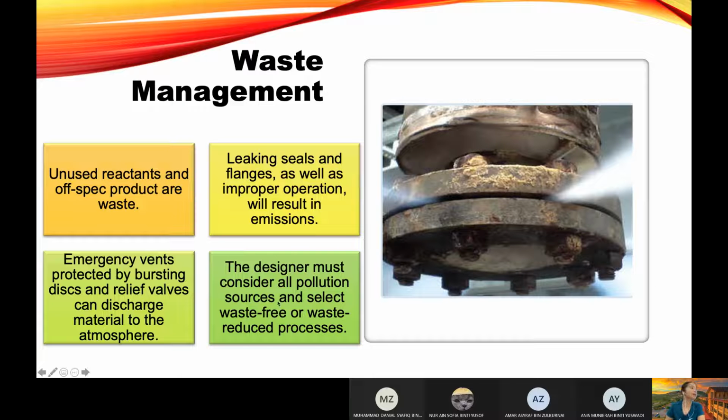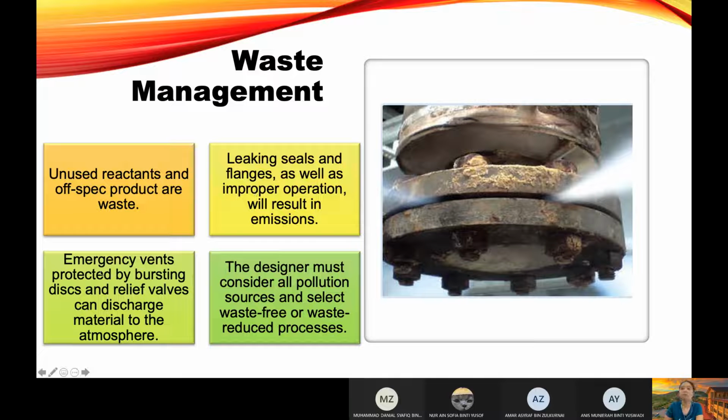Okay. Next, when you are dealing with liquids and gas, especially in continuous process, you may have leaking seals and flanges as well as improper operation. So you know, right? If your gas, especially liquid, like the continuous system, and you are pumping it, if you have leakage, the liquid will leak out. So the liquid will leak out from your plant. That is also waste. Okay.